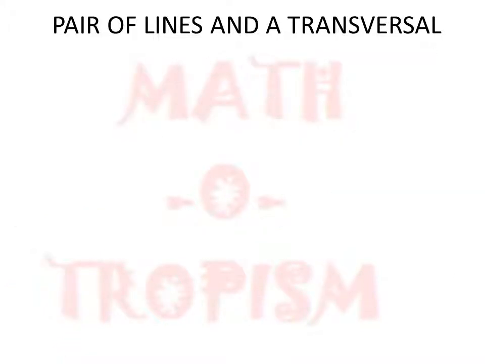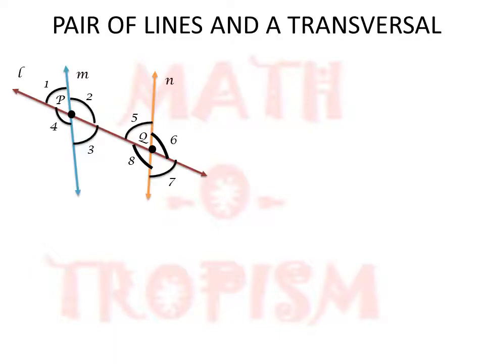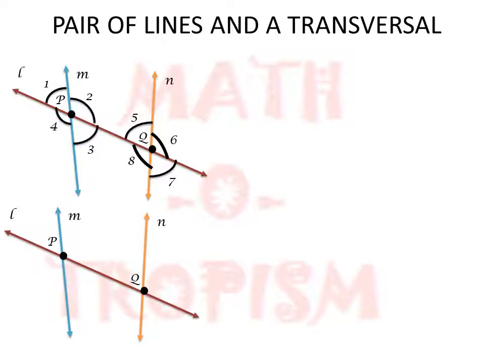Now we will be recapping whatever angles we have looked into. But what I will do now is, instead of taking a horizontal pair of lines, I will take a vertical pair of lines and make a transversal cut through them. So I am considering the lines M and N as a vertical pair of lines and L is my transversal. Again I am numbering 1, 2, 3, 4, 5, 6, 7, 8. Now I will just be listing out one by one.